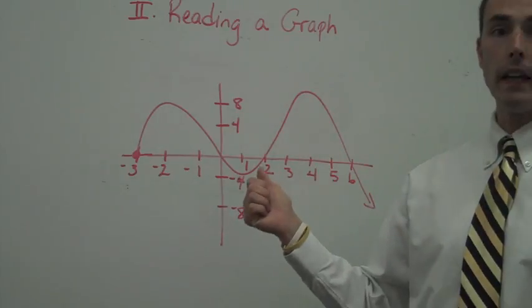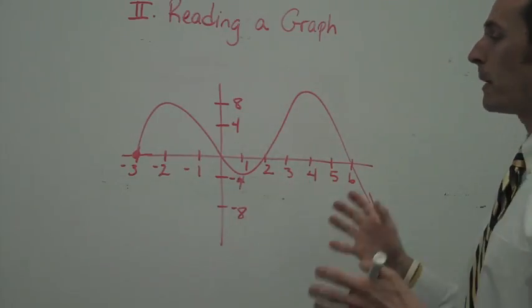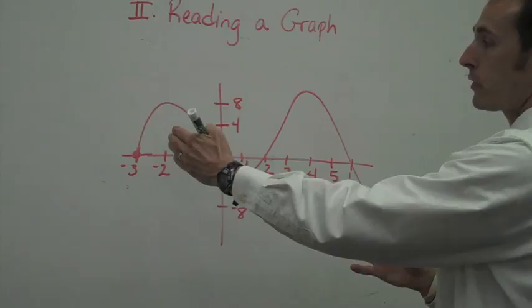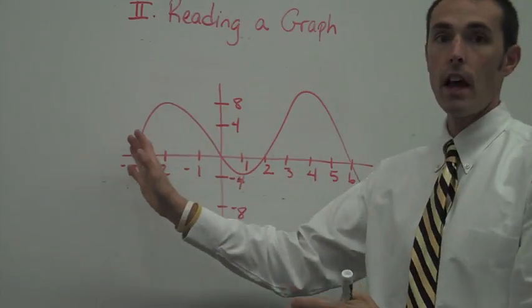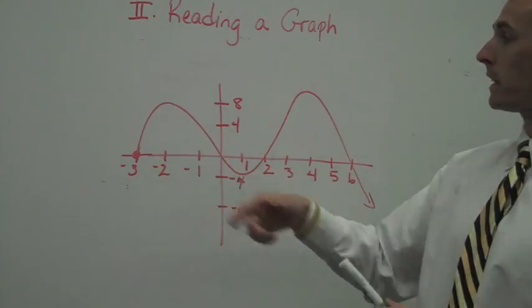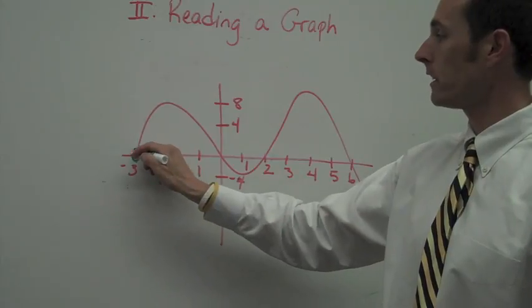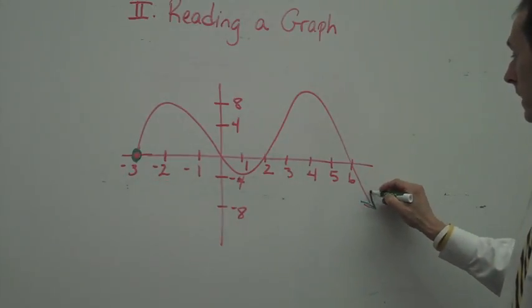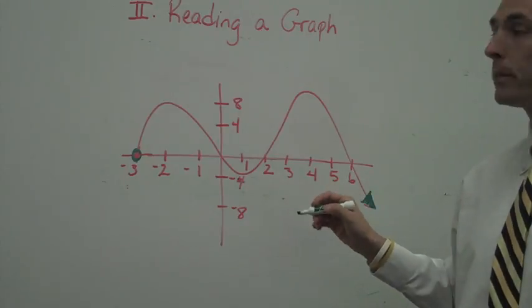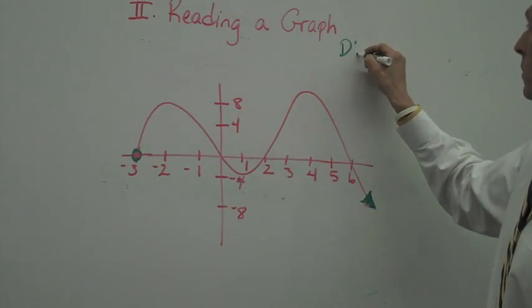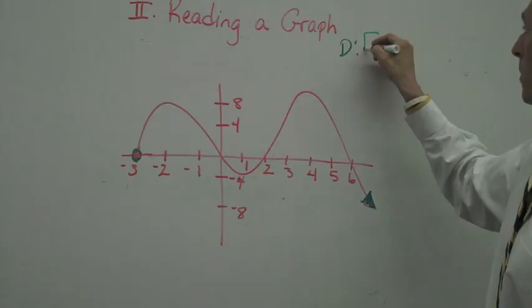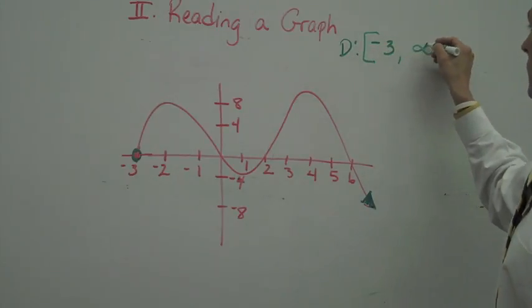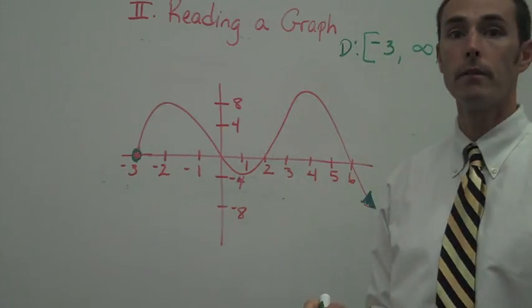Okay, let's start with domain. Now when we look at a graph, the domain of that graph is basically where the graph starts along the x-axis and where it ends. In this particular instance, it looks like it starts right here at -3, and because of this arrow right here, it goes on forever. So to express the domain, we would just say it starts at -3 with a bracket, and it goes on forever to infinity.